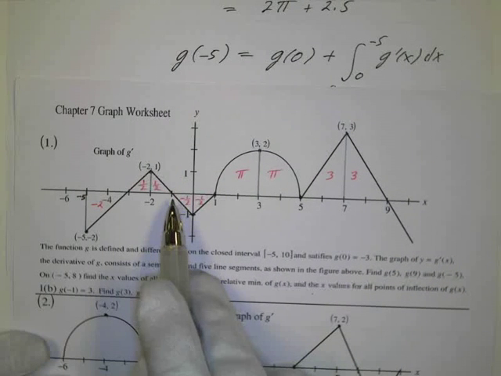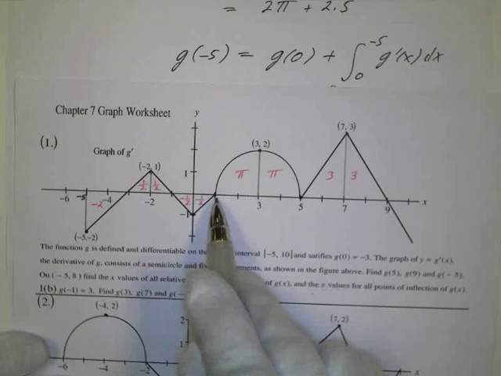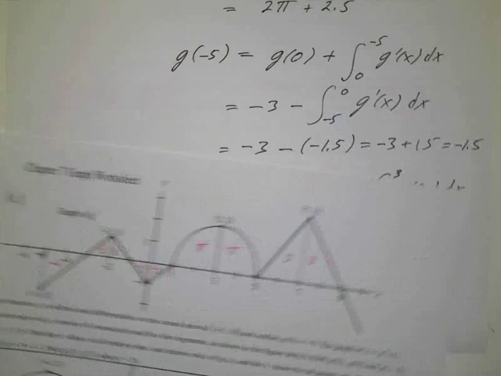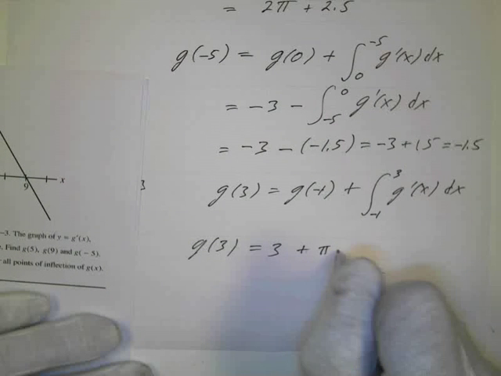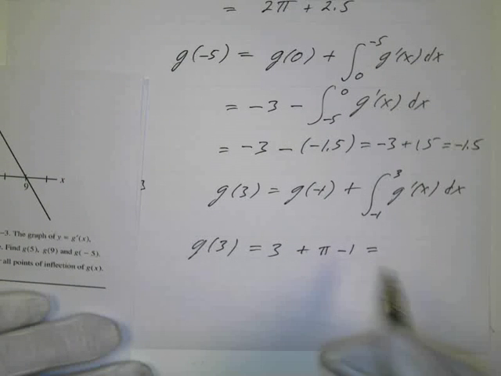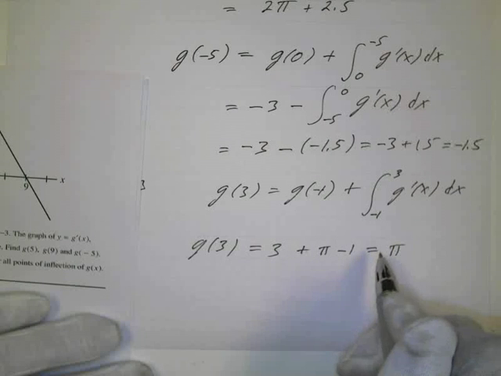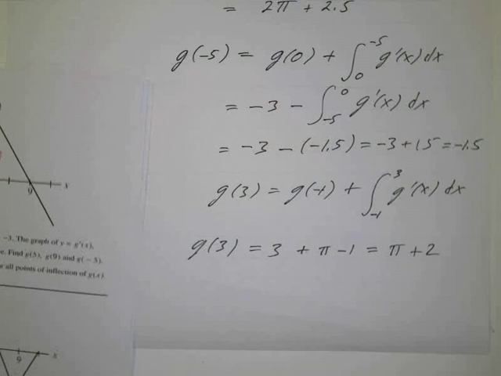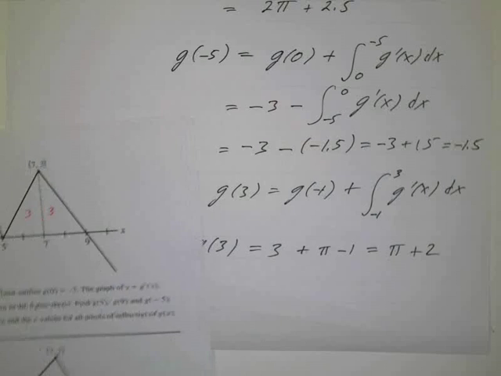And if I go from negative 1 to 3, this works out kind of nice. Negative 1 to positive 1, well, that's going to be what? Just negative 1. And then from 1 to 3 is pi, so it's going to be pi minus 1 plus pi minus 1. And then if I just simplify this, this is just going to be pi, and 3 minus 1 is 2. So that's going to be pi plus 2. So that's all you have to do. Okay? And the rest are done accordingly.